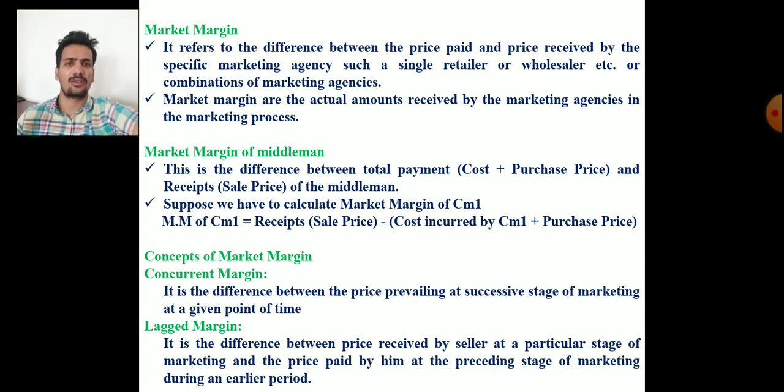Now there are two concepts of market margin: concurrent margin and lagged margin. Concurrent margin is the difference between prices prevailing at successive stages of marketing at a given point of time. On the other hand, lagged margin is the difference between the price received by a seller at a particular stage of marketing and the price paid by him at the preceding stage of marketing during an earlier period. So these are the two concepts of market margin.